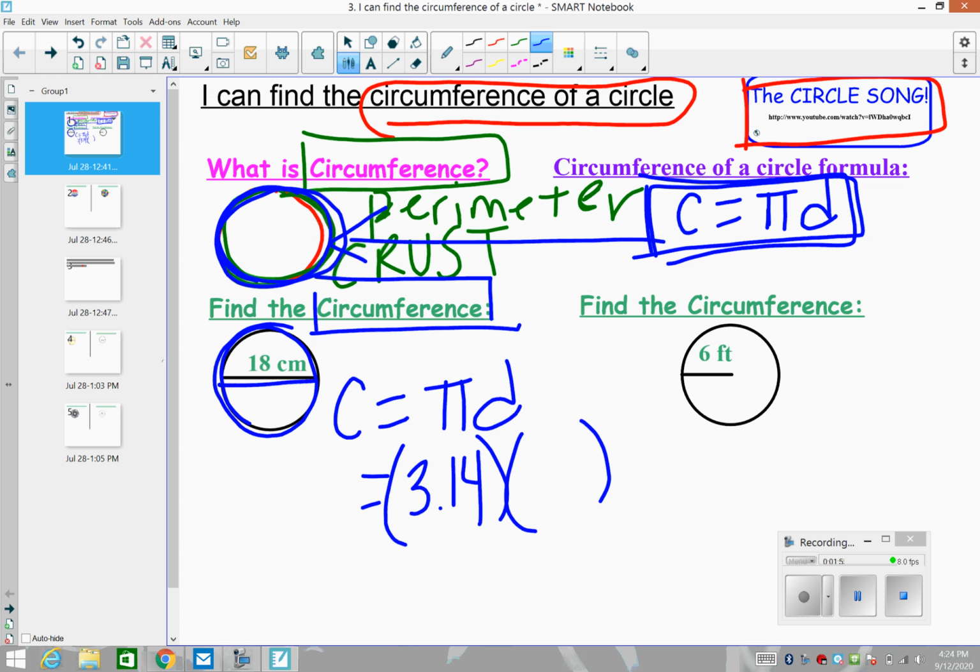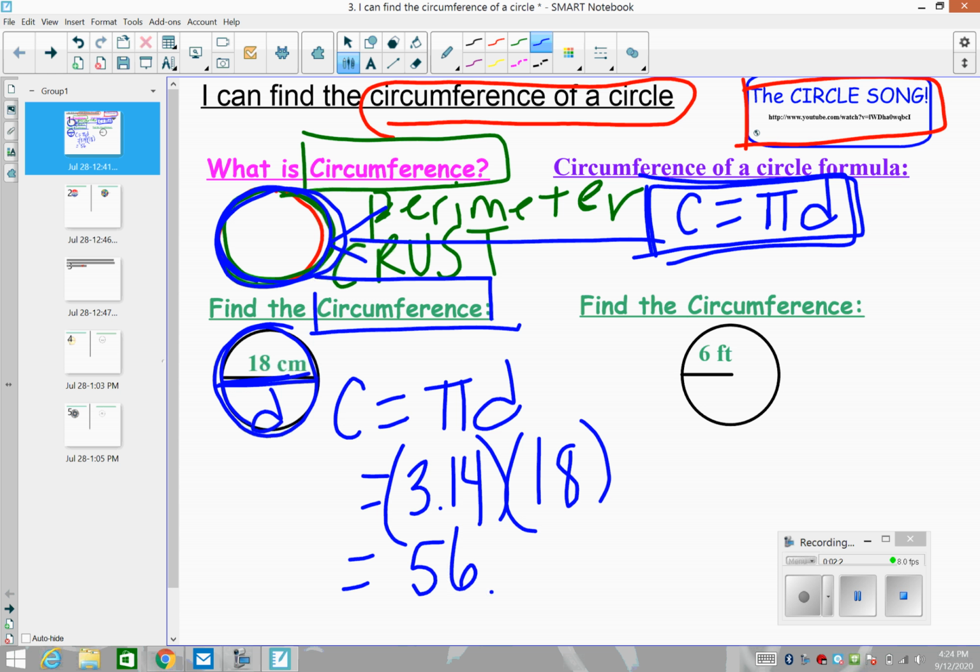And the distance across the circle is known as the diameter. That's available to us on this first problem of today. So it is 18. The diameter is 18. So 3.14 times 18. Type it in. You should be pausing the video and making sure that you're doing that at your pace.